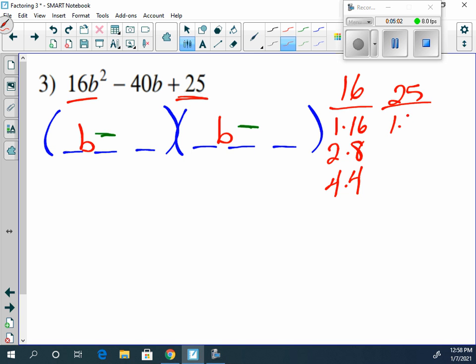Well, 25 is going to be 1 times 25 and 5 times 5. So we have multiple sets of factors that we can look at here. So for 16, do we want to try 1 and 16, 2 and 8, or 4 and 4 first? What do you think we want to try first? Let's go 4 and 4. So that works for 16, and then for 25, we can have 1 and 25 or 5 and 5. 5 and 5.